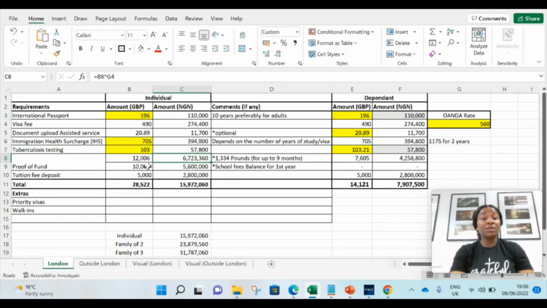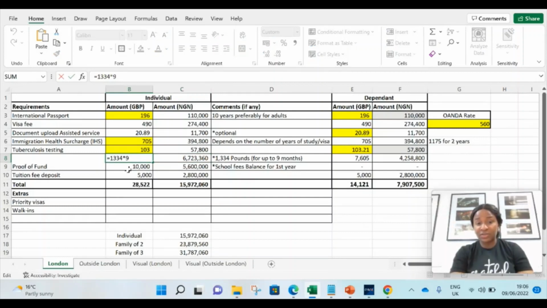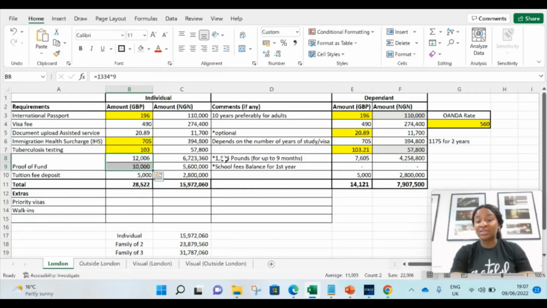And this proof of fund is not just that. £1,334 for 9 months is what I've calculated here to give this value. You also add the balance of your school fees. Like I said at the beginning, I had made an assumption of 15,000 as the school fees for this person for 1 year, and the tuition fee deposit as 5,000. So, assuming you've paid 5,000, the balance of 15,000 is 10,000. Whatever the balance of your school fees is, add it to this already stated £1,334 for 9 months. That gives you £22,006 for this particular scenario.